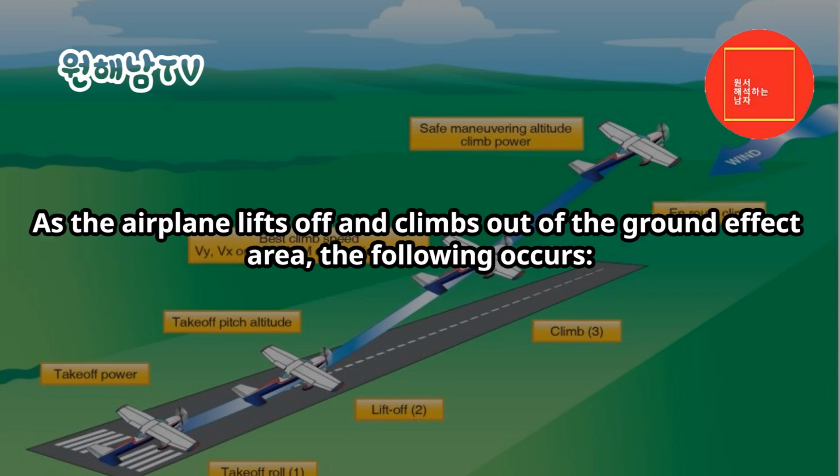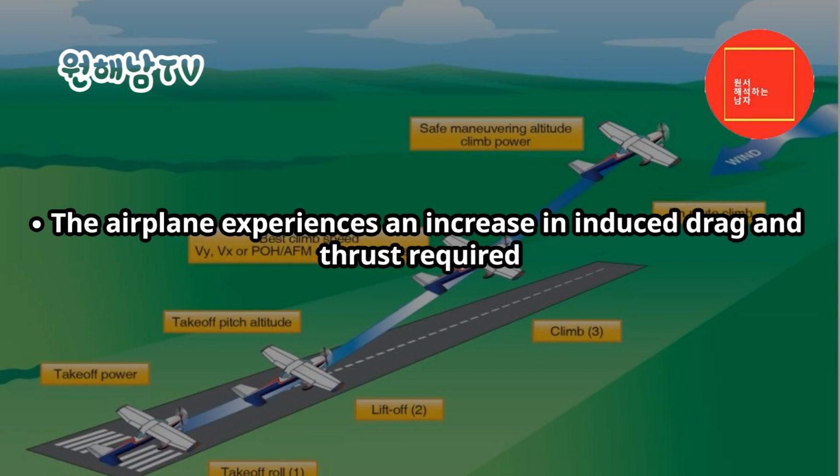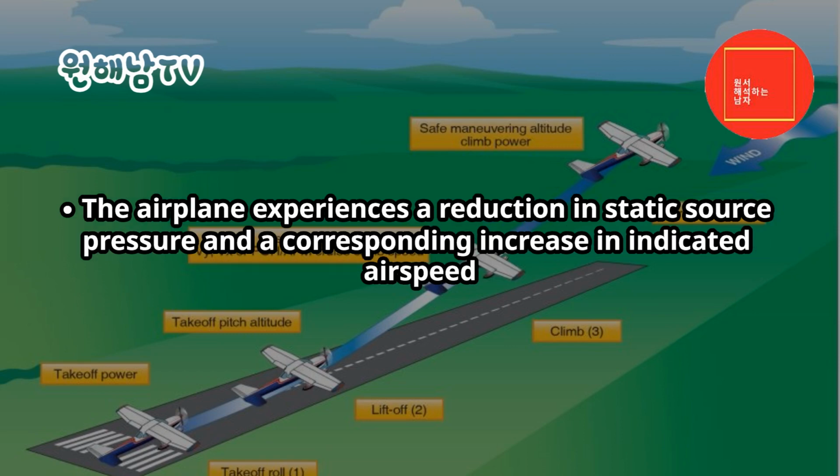As the airplane lifts off and climbs out of the ground effect area, the following occurs. The airplane requires an increase in AOA to maintain lift coefficient. The airplane experiences an increase in induced drag and thrust required. The airplane experiences a pitch-up tendency and requires less elevator travel because of an increase in downwash at the horizontal tail. The airplane experiences a reduction in static source pressure and a corresponding increase in indicated airspeed.